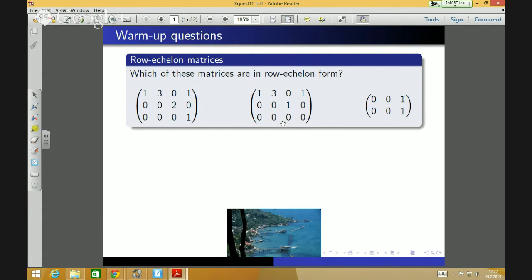Okay, well, in each column where there is a leading one, the leading one should be the only non-zero entry. So this seems to be fine. So every leading one is the only non-zero entry in its column. So this is actually reduced.